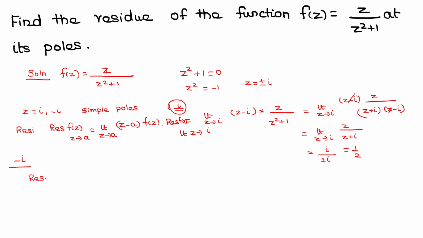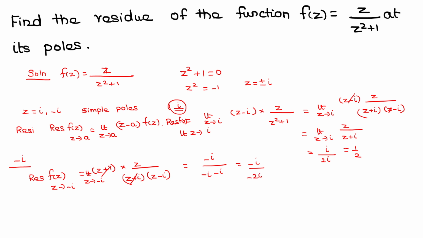In the case of minus i, residue of f of z at z equal to minus i is limit of (z minus of minus i), so (z plus i), into f of z. F of z here is z by (z plus i) into (z minus i). So here the term gets cancelled. I'm going to apply the limit z equal to minus i. If I substitute, minus i divided by minus 2i, which is equal to 1 by 2.